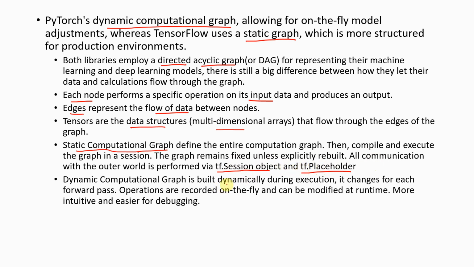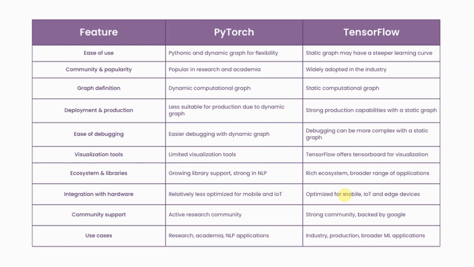And here the model will be dynamically built during the execution. So even if you make changes, the changes will be updated for each forward pass. The operations and the updates will be recorded on the fly and modified at runtime, and it is easier for debugging when compared to the static computational graph which is available in the TensorFlow environment. And these are some of the basic differences between PyTorch and TensorFlow.